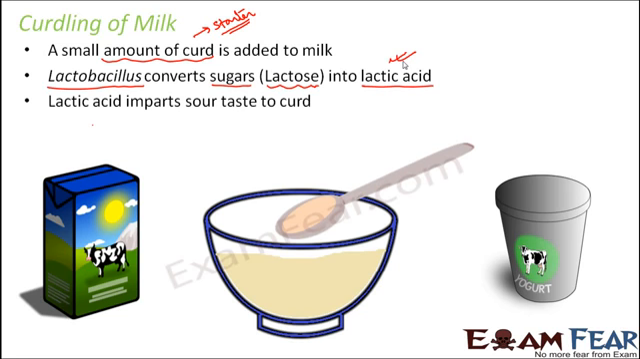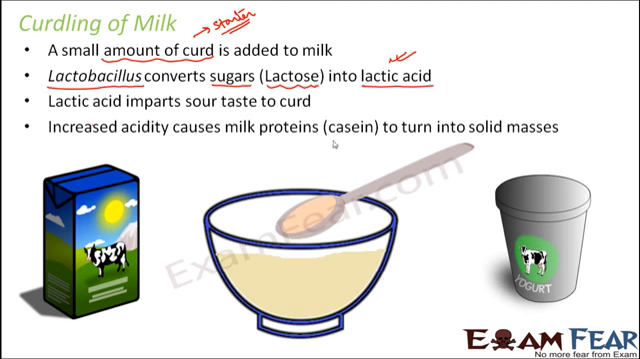Now also, look-wise, milk is a liquid. But if you look at curd, it is not liquid, right? You can say it is partially solid and partially liquid, so the texture is a little semi-liquid. So how does this change in texture happen? That happens because this lactic acid will coagulate the proteins. The milk proteins which are present are casein.